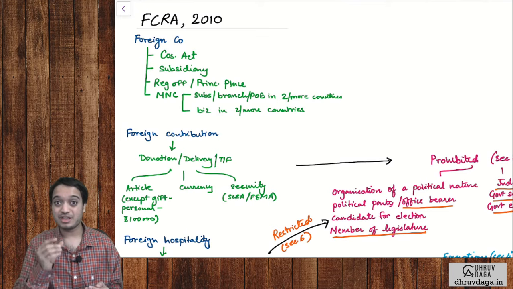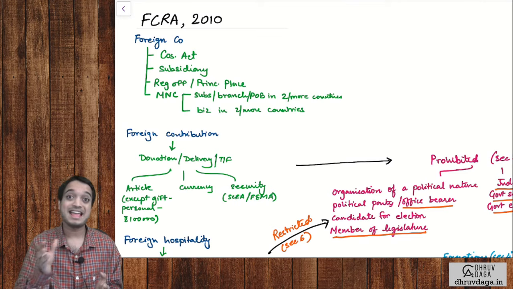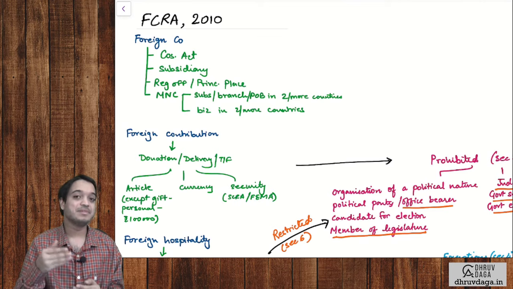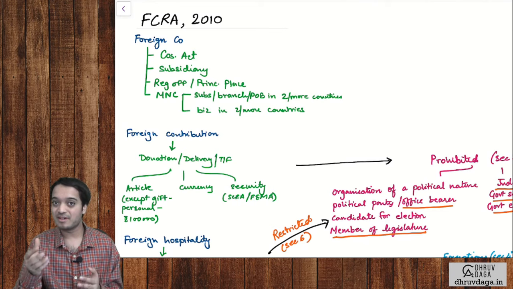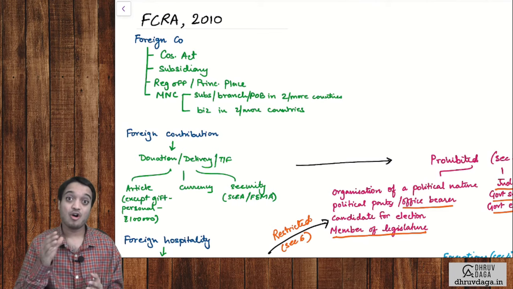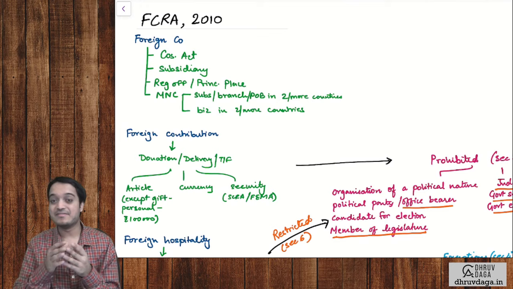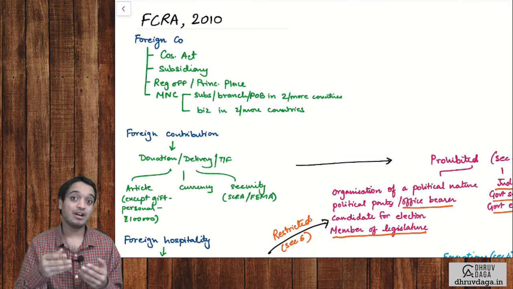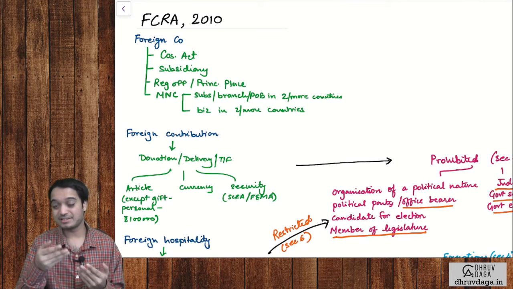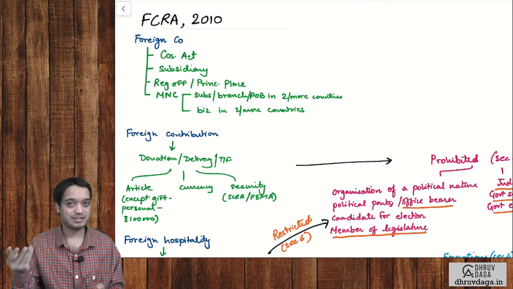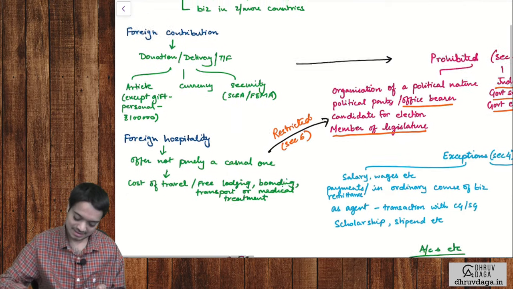Foreign contribution is a donation, delivery or transfer of any article other than being a gift for personal purpose up to rupees 1 lakh in market value, or any currency, whether Indian or foreign, or any security defined under the Foreign Exchange Management Act, that's FEMA, or under the Securities Contract Regulation Act, that is SCRA.